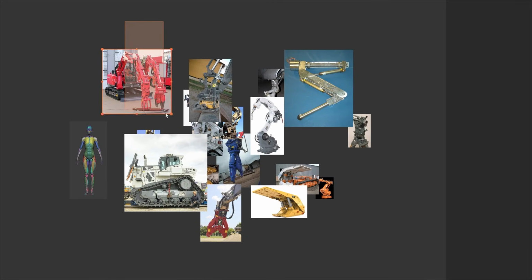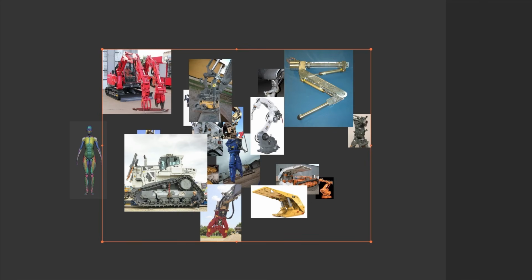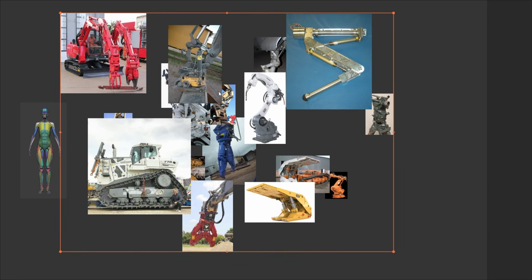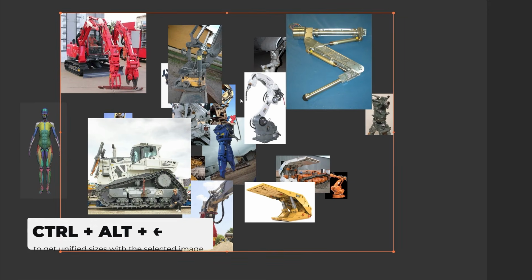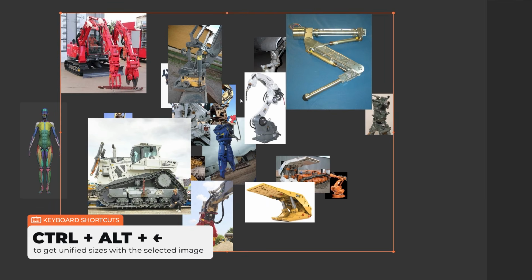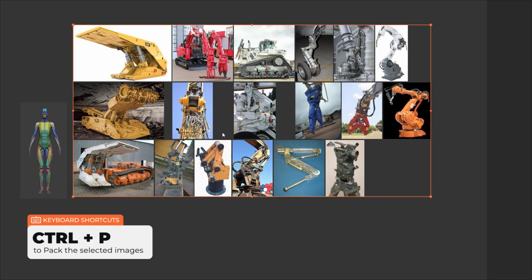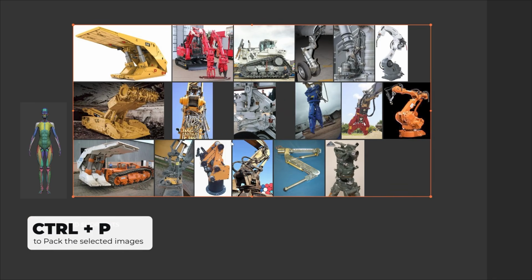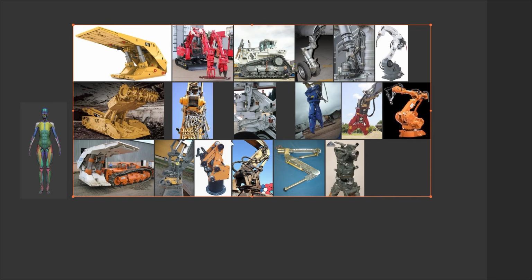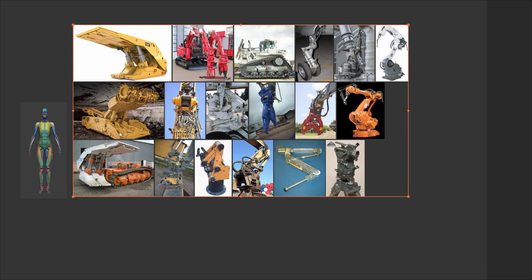So I'm going to go ahead and select all these references from all these machines and pistons and hydraulics. And I'm going to hold Control, Alt, and the left arrow on my keyboard so that they get unified in terms of the size. And then I'm going to hold Control and P on my keyboard to pack them. Now, this is a shortcut or a tool that was already in PureRef. So this has nothing to do with the new things. Let me just hold Control and left arrow just to organize them a little bit better.